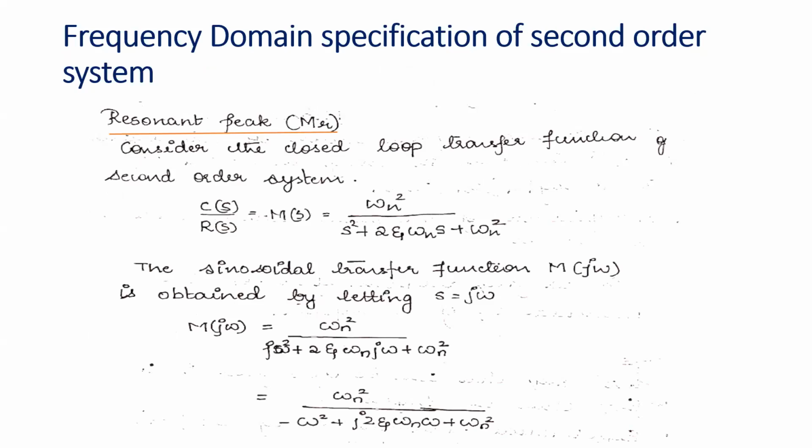The first one is resonant peak, or Mr. Consider a closed loop transfer function of second order. This we have already seen. It is omega n whole square divided by s square plus 2 zeta omega n s plus omega n whole square.